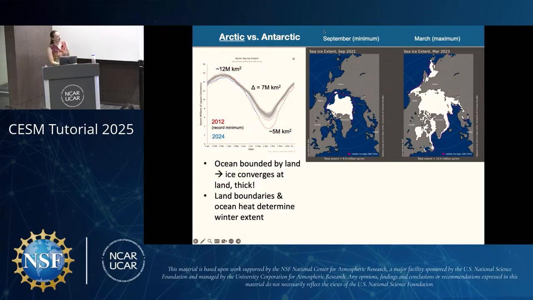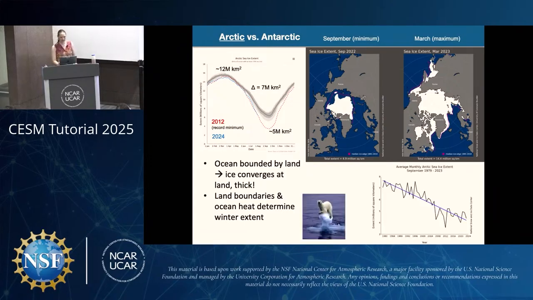So we have the September ice extent, which is the minimum here. In general, the September ice extent is around 5 million square kilometers, and then it grows throughout the whole fall and into the spring, and it reaches its maximum in March, so that's what this can look like here. And the extent then is about 12 million square kilometers. So you get this change of about 7 million square kilometers throughout the annual cycle.